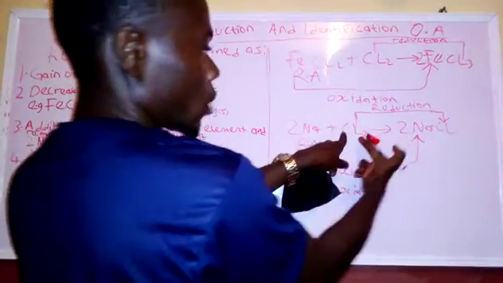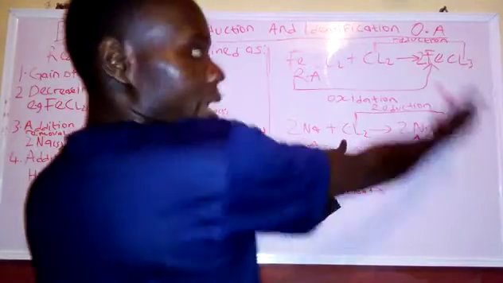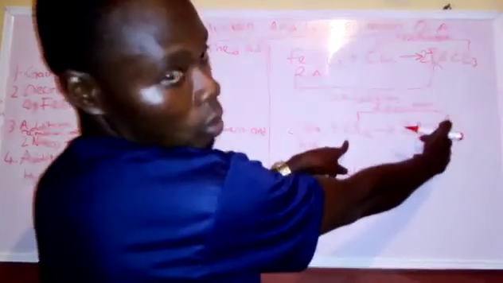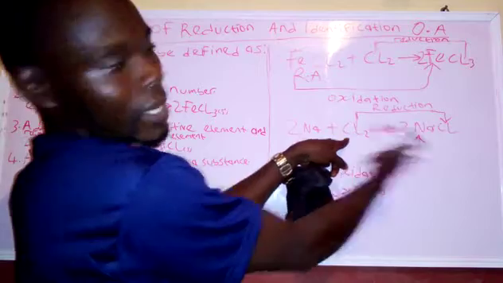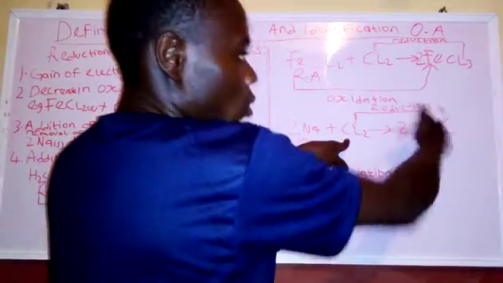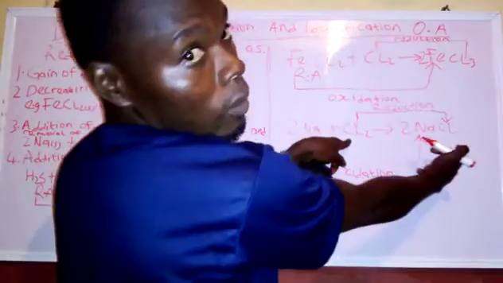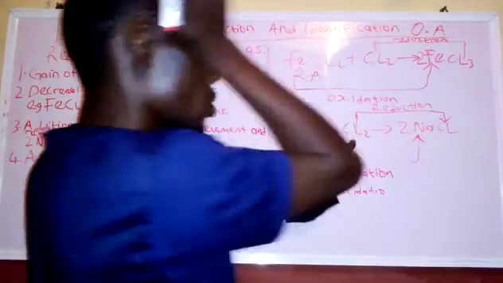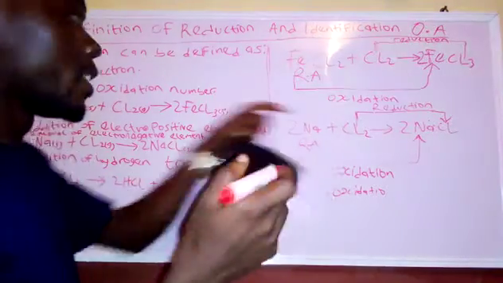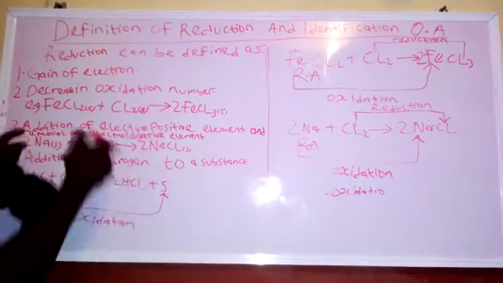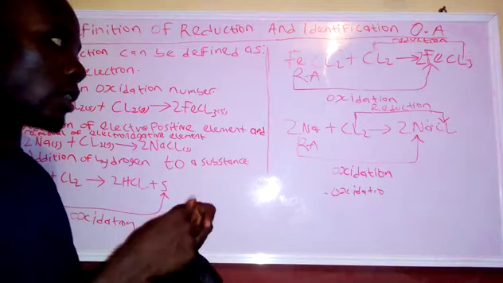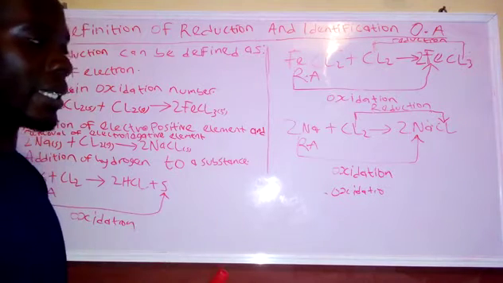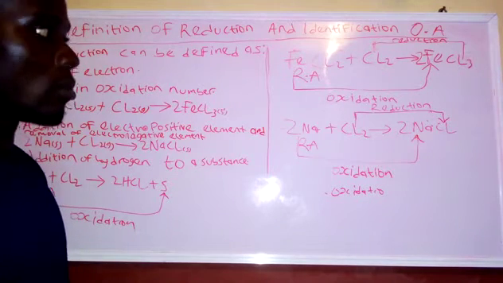So this is the sodium. It was chlorine here, but on the other hand, it became sodium chloride. So which means sodium was actually added to chlorine. That's an electropositive element added to chlorine. So that's what we have at the other end here. That's why they call it addition of electropositive elements. And removal of electronegative element. So when an electronegative element is removed from a substance, that's a reduction reaction.